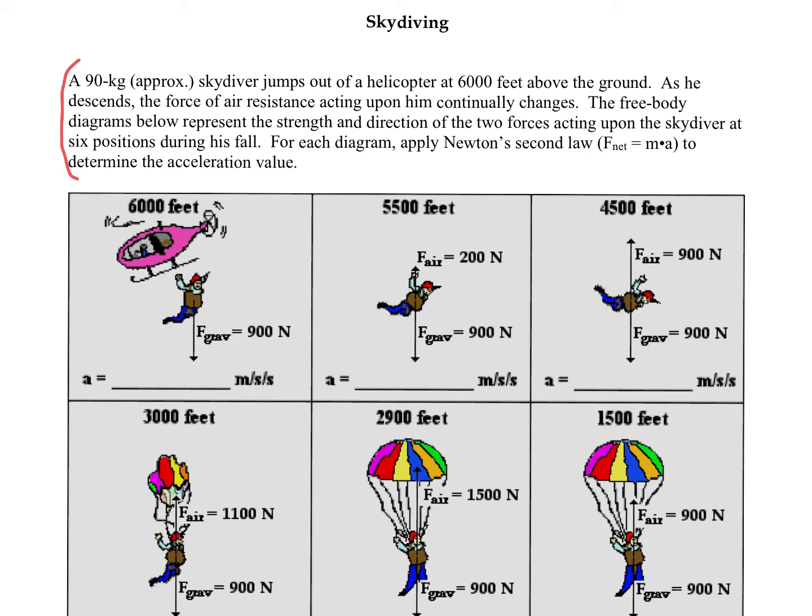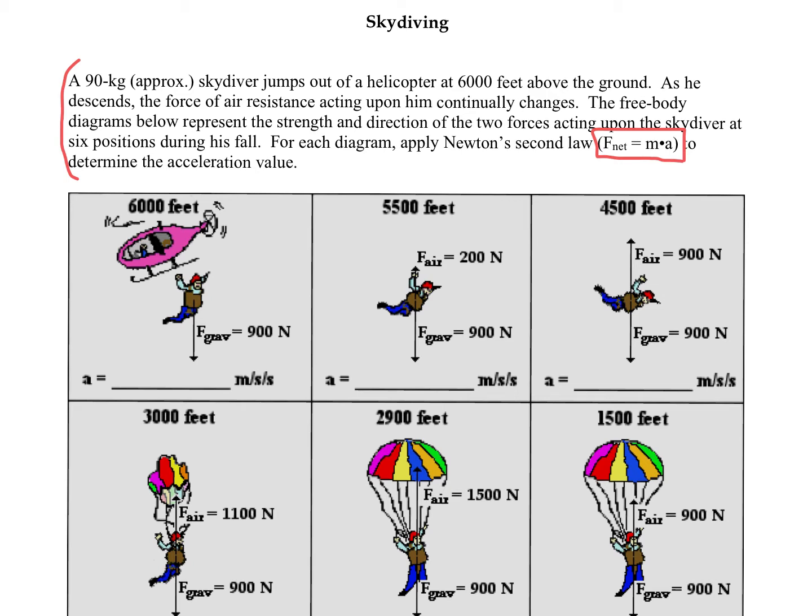The free body diagrams below represent the strength and direction of the two forces acting on the skydiver at 6 positions during the fall. For each diagram, apply Newton's second law. We know the net force overall equals mass times acceleration to determine the acceleration value. All right, fair enough. Let's go from there and figure out what to do.